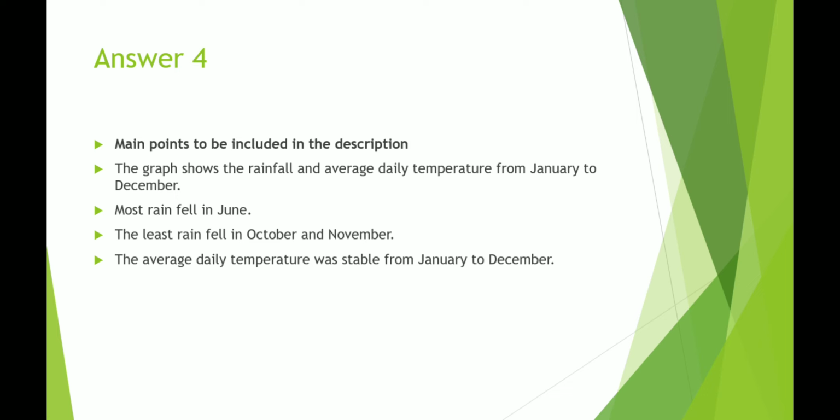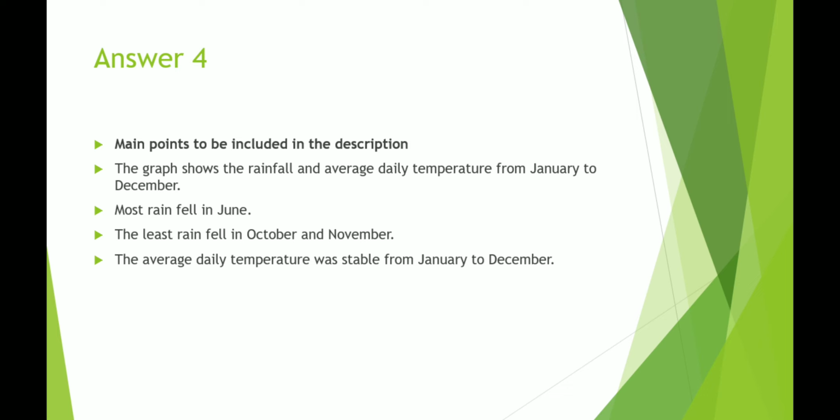Fourth question answer. The graph shows the rainfall and average daily temperature from January to December. Most rainfall in June, the least rainfall in October and November. The average daily temperature was stable from January to December. That is a very simple one. Okay, the third one and fourth one.